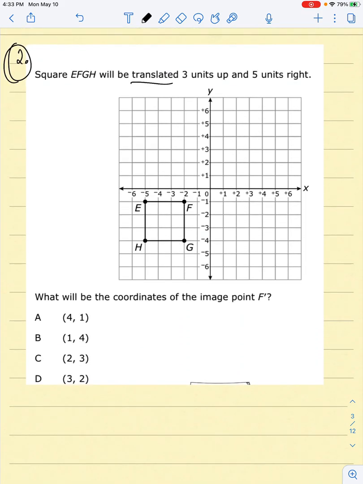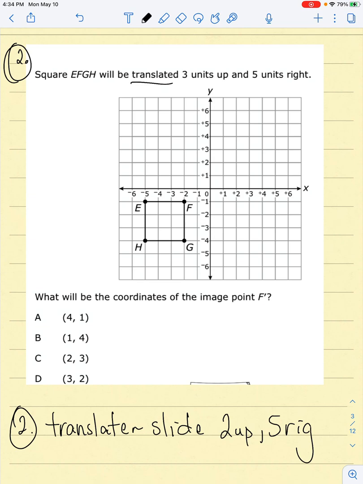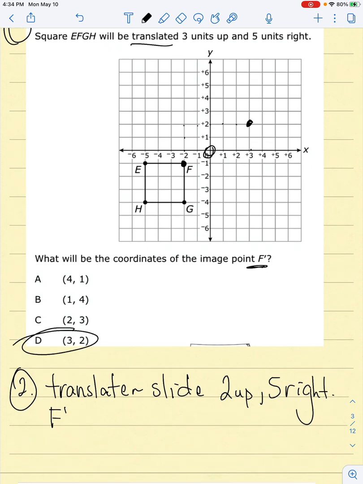For number 2, it says to translate, which means to slide. So let's write that, slide 2 units up and 5 units right. What will the coordinates for F be? So we only want to move F. You only focus on that one. So here is F, and then I'm just going to slide it 2 units up, and 5 to the right, 1, 2, 3, 4, 5. So move your point and read it. You start at 0, 0 to read, to the right 3, up 2. So my choice is D.